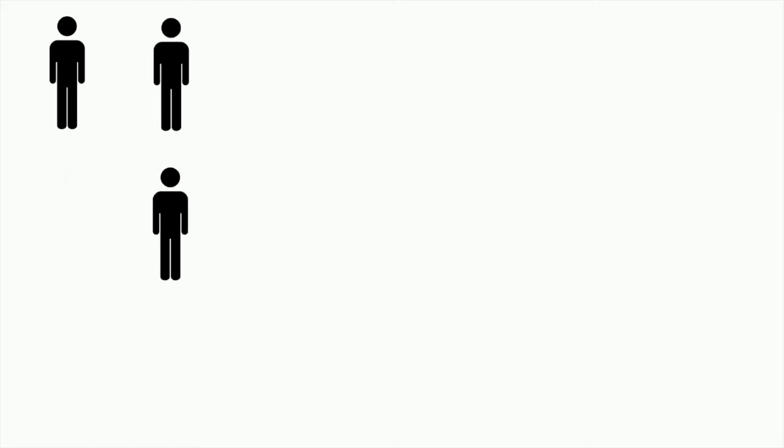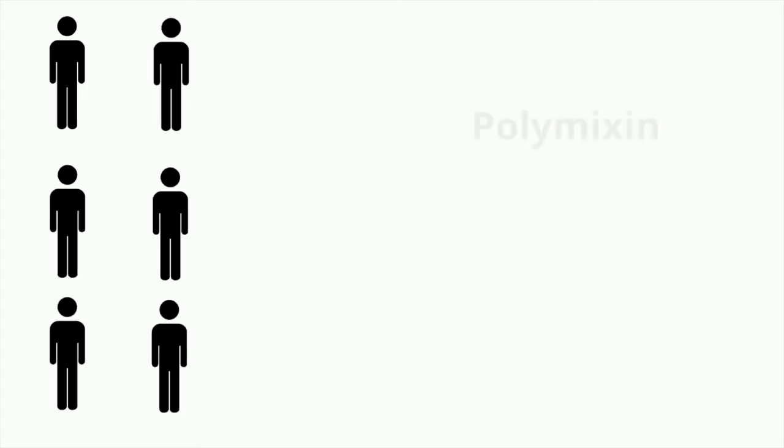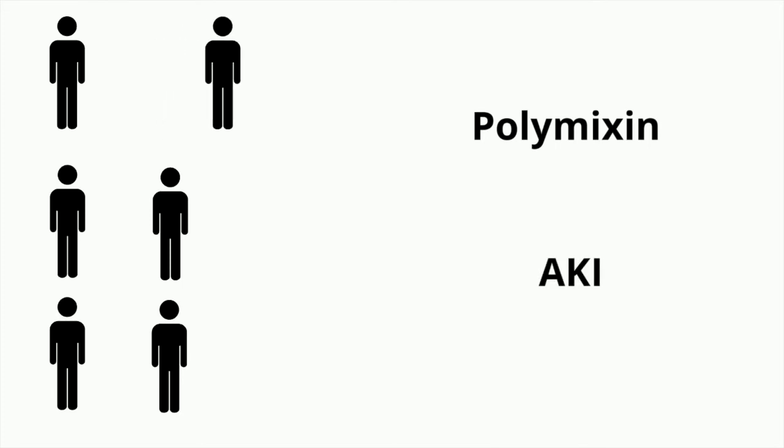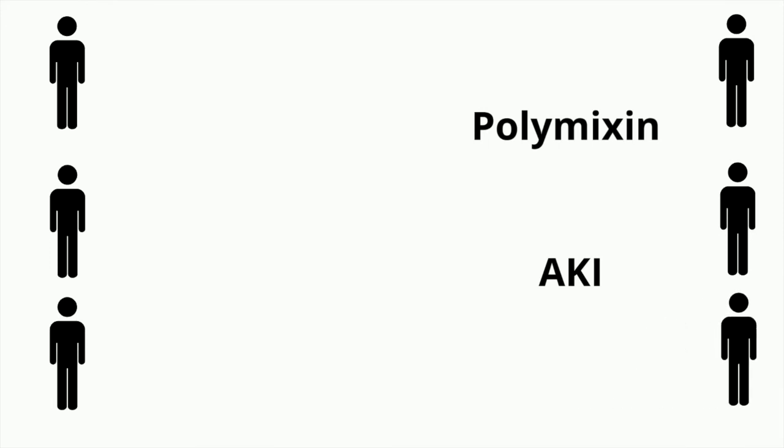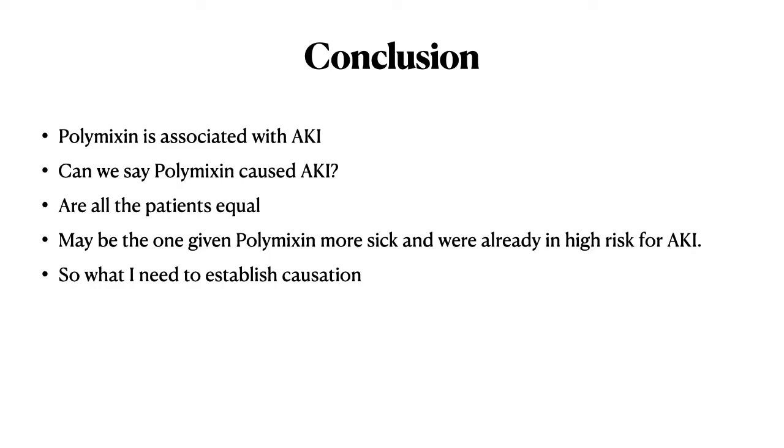Let's take an example of an observational study. Here are 6 patients admitted to the ICU. We decide to give them polymyxin and look for acute kidney injury. So 3 patients receive polymyxin, and out of these 3 patients, 2 patients develop acute kidney injury. Now, what did we get in this particular study? What was our conclusion? Does it mean that polymyxin is associated with AKI, or we can say polymyxin causes AKI?